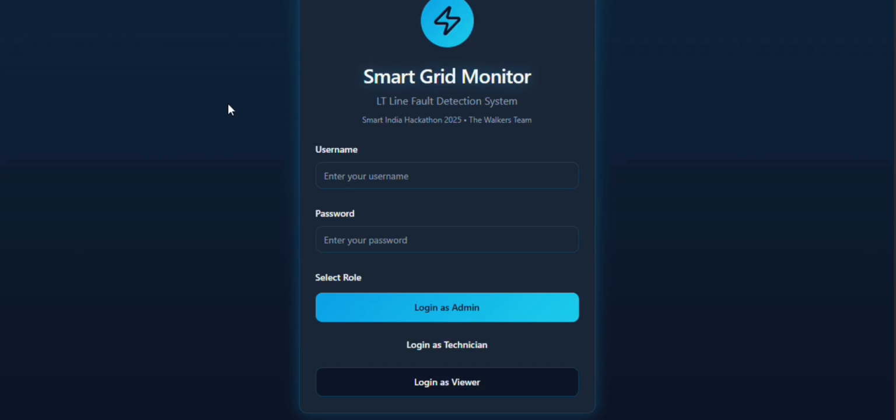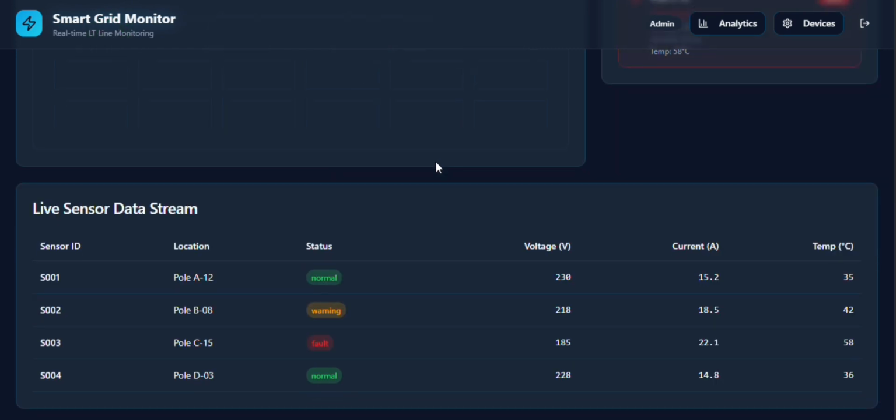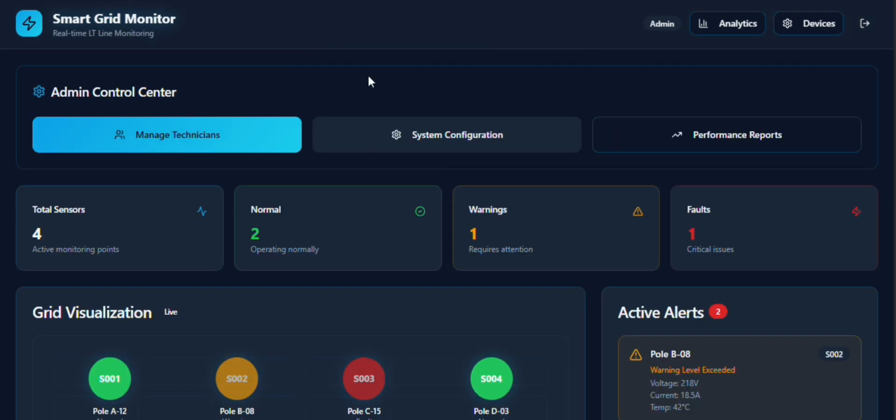So this is our prototype for low tension line fault detection system. This is the interface. There are three users: admin, technician, and viewer. Every user has a different interface. First, we will log in as admin. We will see what admin sees, or what technician sees, basically. So this is the user interface for admin.